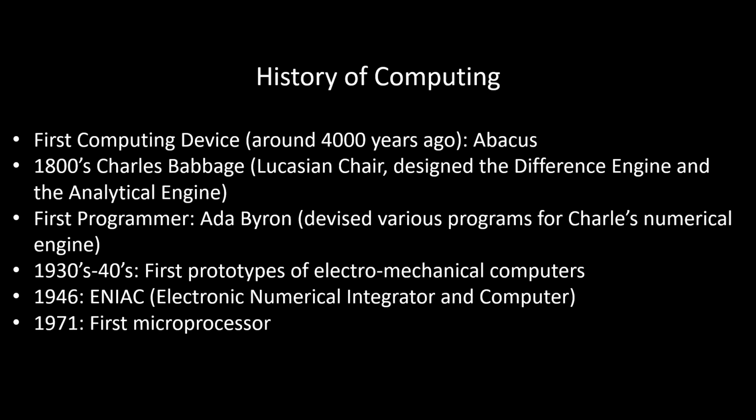In the 1930s and 40s, the first prototypes of electromechanical computers appeared, and you have to imagine that it wasn't just electronic. Then in 1946, we saw basically the first modern computer, if you can call it that. It was called the ENIAC, the Electronic Numerical Integrator and Computer.